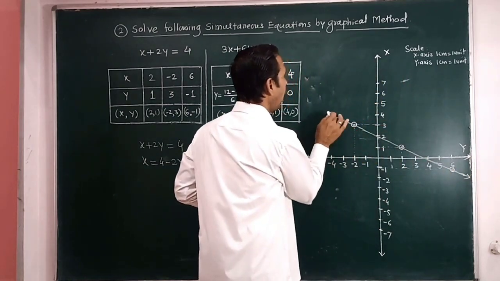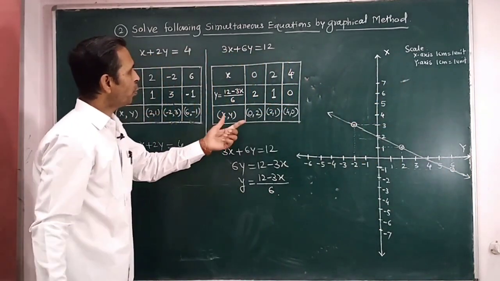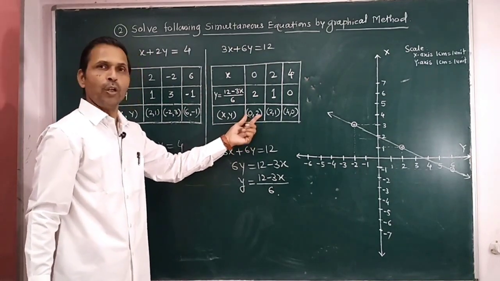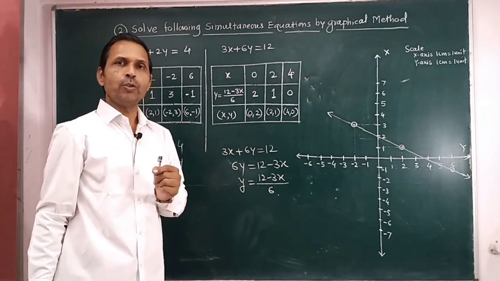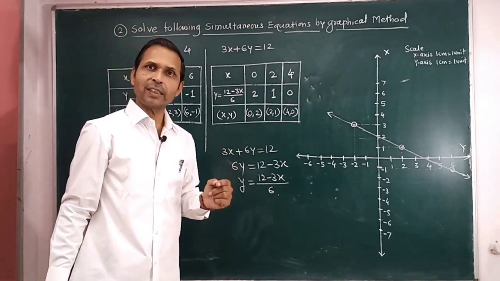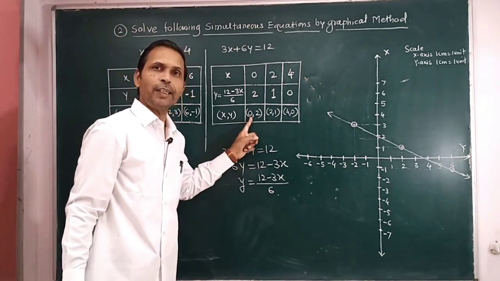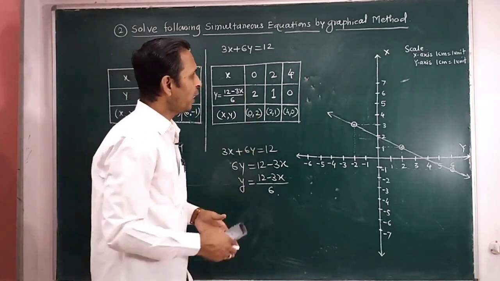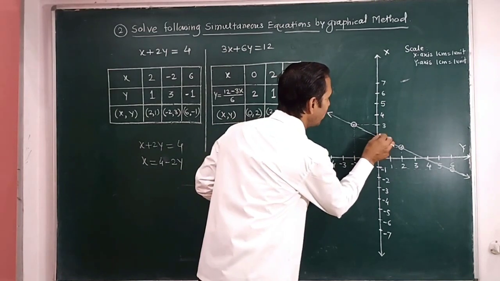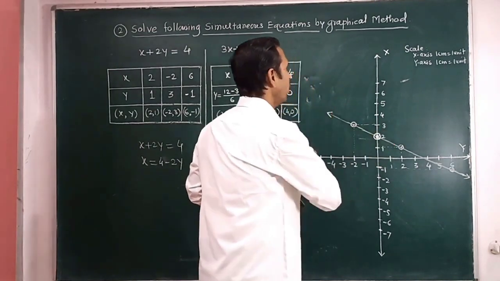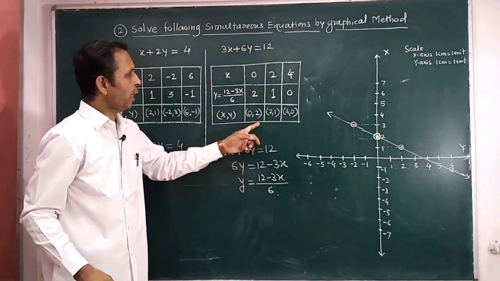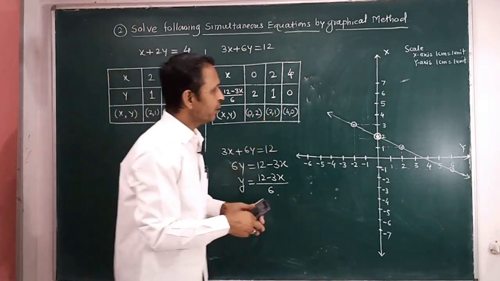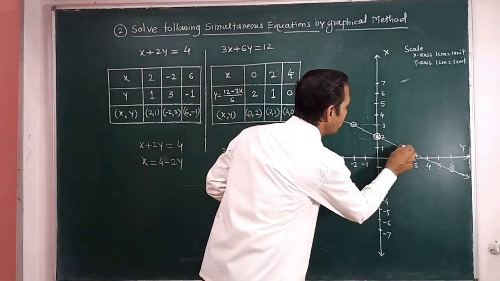Again, plot the points of the other equation. The point (0, 2): on which axis does it lie? The x coordinate is 0, so this point lies on the y axis. Second, the point (2, 1), which is this point.